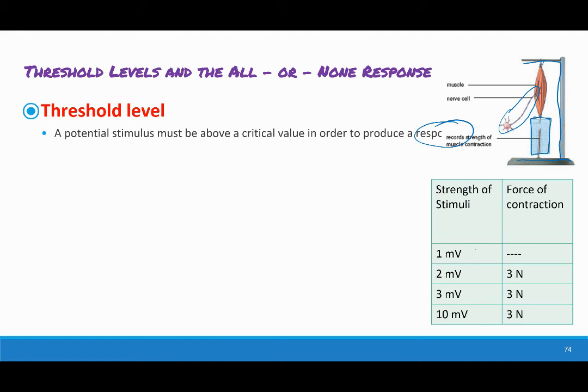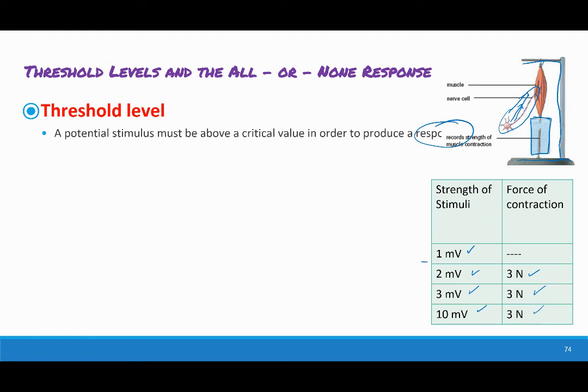So what happened was if you stimulate the motor neuron at 1 millivolt, then you got no contraction, which means that this neuron was not firing a nerve impulse, and you're getting no response by the muscle. However, if you increase the stimulus to 2 millivolts, then this neuron is activated. It sends a nerve impulse, and then the muscle contracts at 3 newtons. Then, as you increase the strength of the stimulus, notice that the force of contraction remains the same.